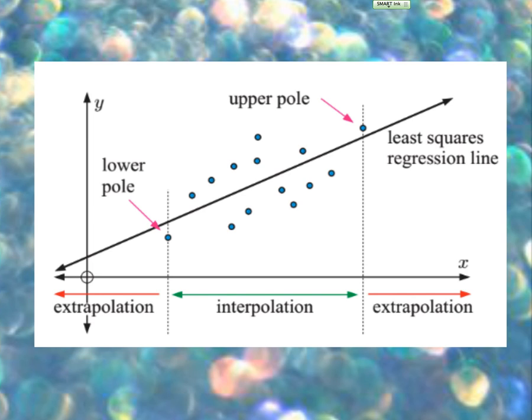So if I'm looking at data that's in between and I want to estimate what would happen using my line, that's interpolation. If I want to estimate with something that's really small or really big compared to the rest of our data, that's extrapolation.